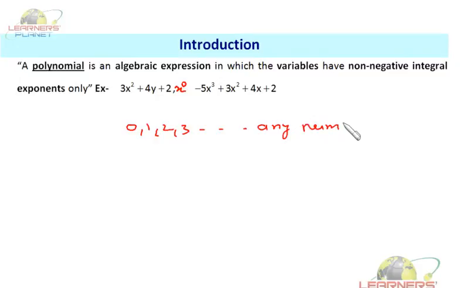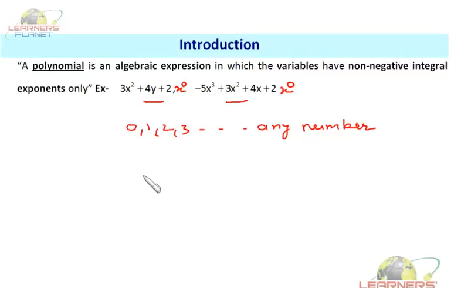Similarly over here, it's minus 5x cube. x is having power 3. Here x is having power 2. Here x is having power 1. And here x is having power 0, or we can say the exponent is 0. So these are examples of polynomials.